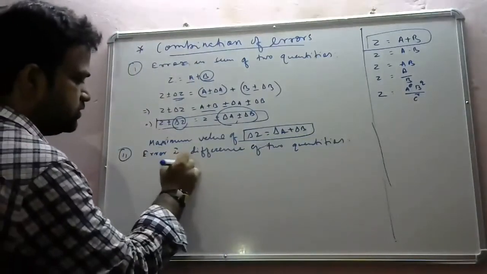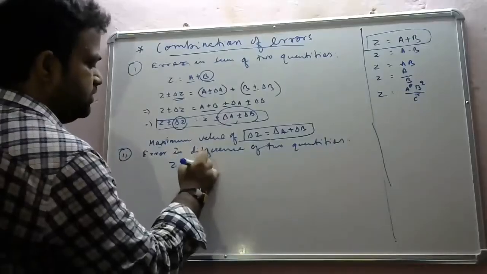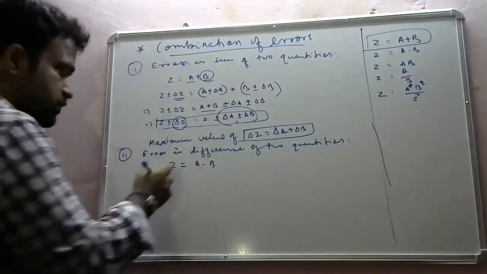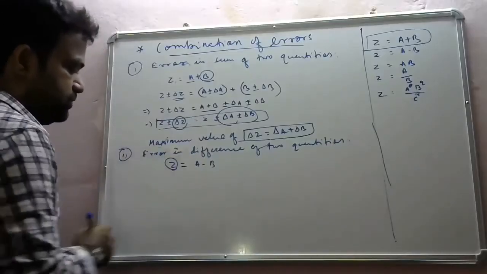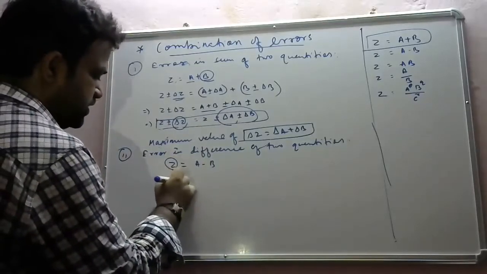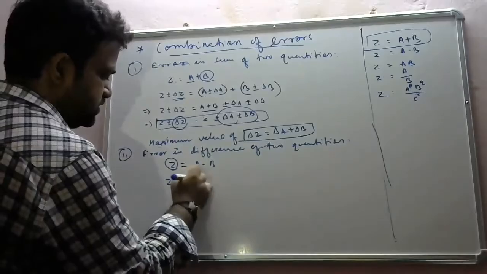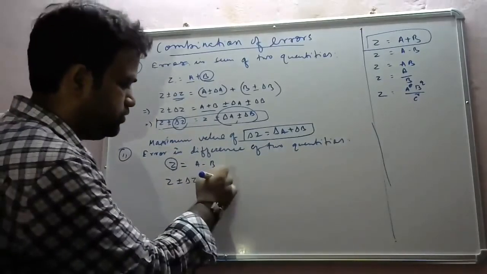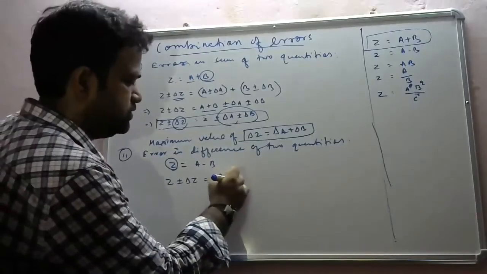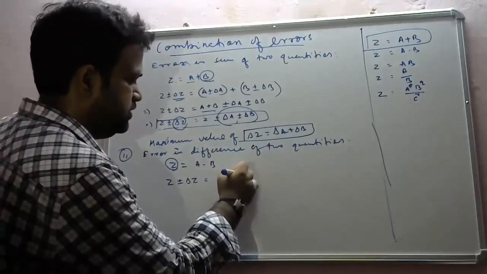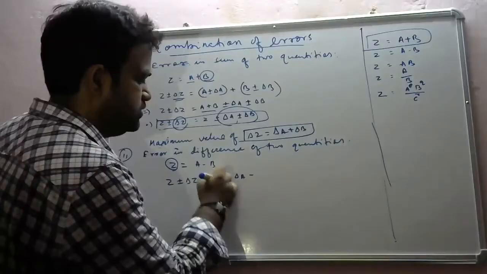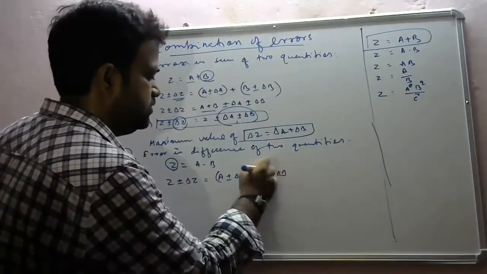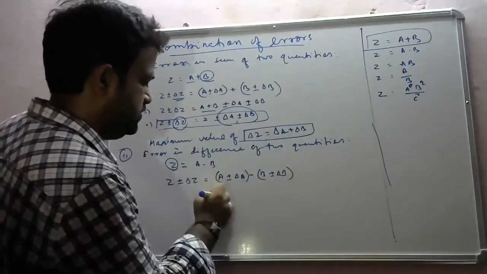Now similarly, quickly I am doing A minus B. If the formula is A minus B, then what will be the error in Z? So I can write Z plus minus delta Z, which is equal to A plus minus delta A minus B plus minus delta B.